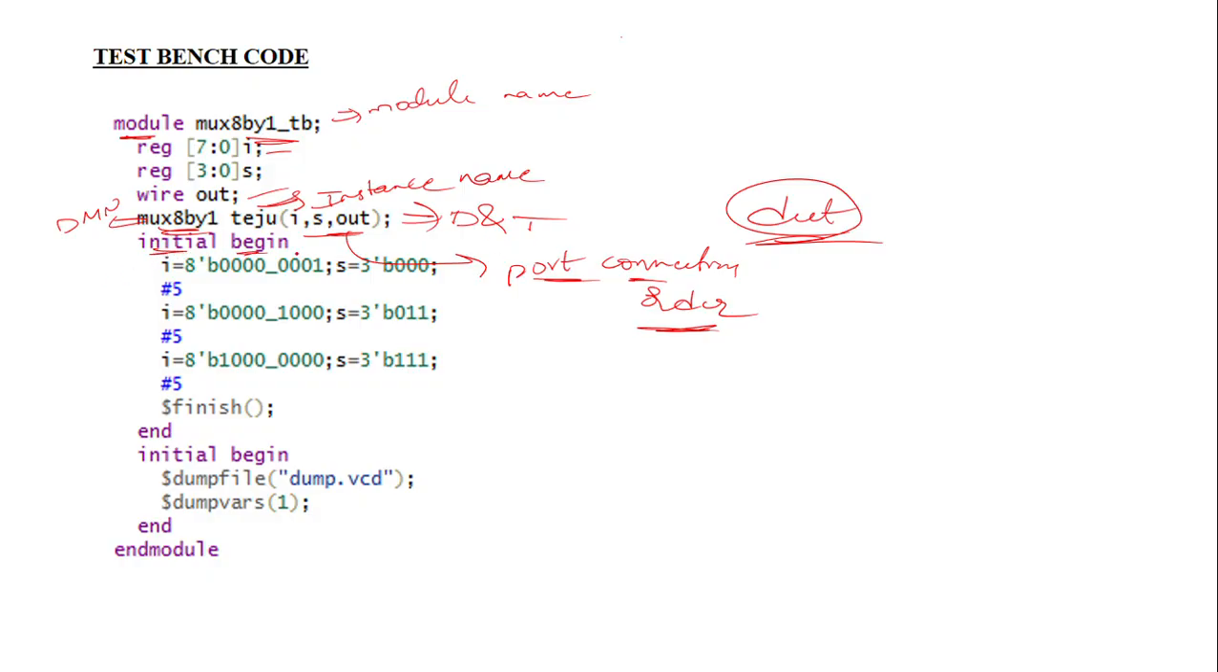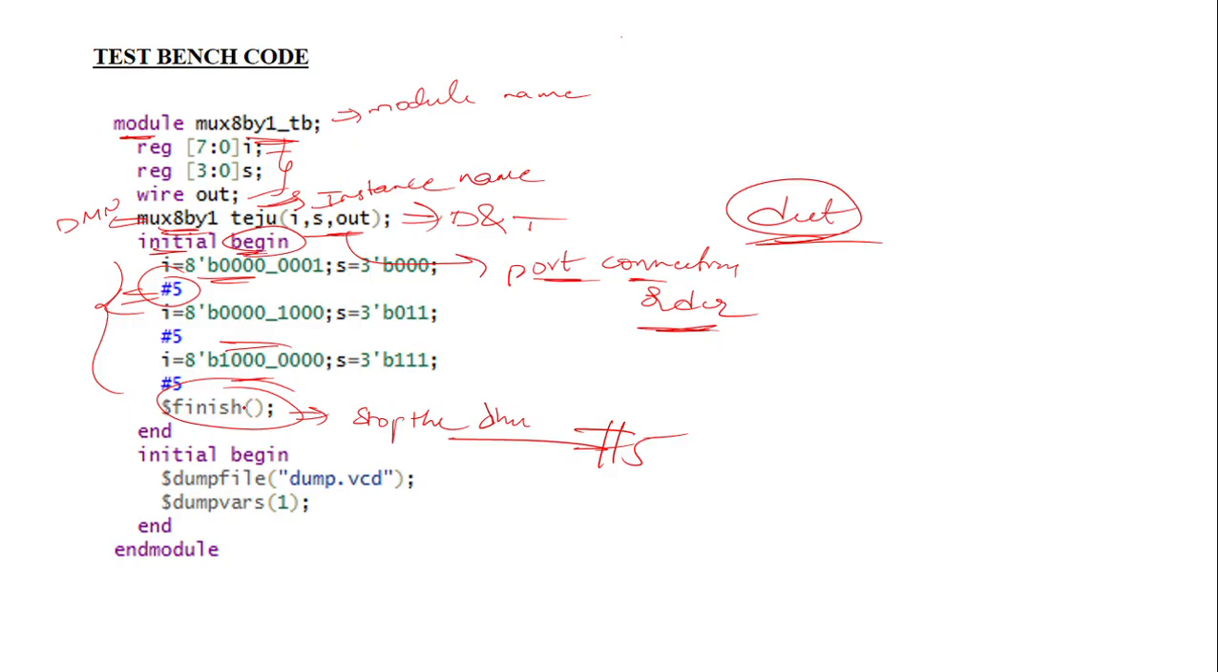Then there is an initial begin. For giving different combinations of inputs, we use this initial block. There are multiple statements, so you start with the begin keyword. We have to give the different input combinations here. #5 is our delay: for every input change there is some delay, which we represent by #5. At last we can see the finish keyword. It stops the simulation when you want. After a particular number of nanoseconds I want to stop the simulation, so I use the finish keyword here. The begin is closed by this end keyword.